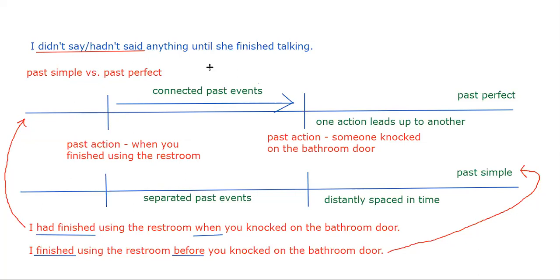But don't say until she had finished talking. We really don't use the past perfect like that after until. It tends to be used before until and not after until. So if you said until she had finished talking, I mean, it's not going to sound horrible, but it would be better to just use finished. So to answer your question, didn't say is fine for the first part, but had finished is not.